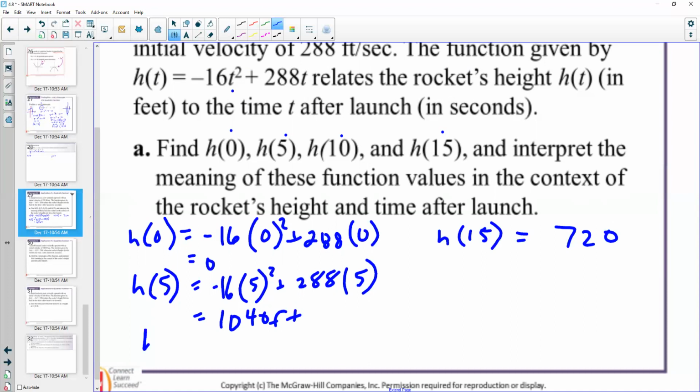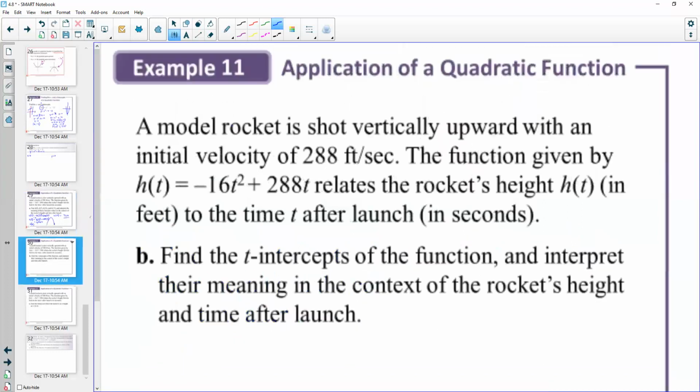I don't have my calculator right here where I can reach it either. What's the difference between what's happening at 5 and what's happening at 10 is the question. At 5, it's at 1,040 feet. So it went from here all the way up to here, and then at 15, it's over here. Means it's starting to fall, right? Okay, what goes up must come down.